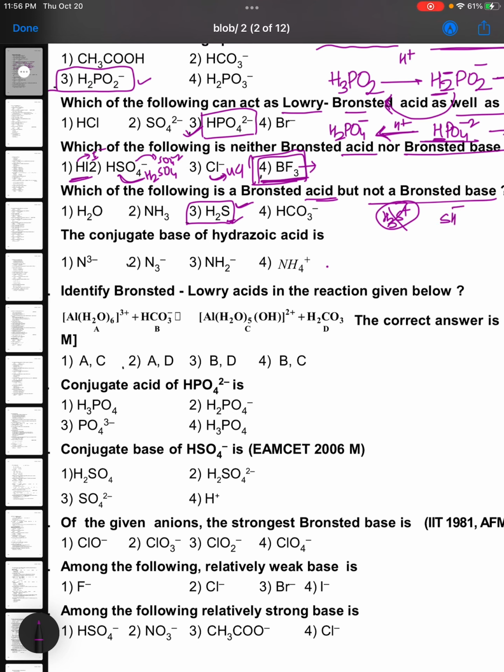The conjugate base of hydrazoic acid is N3H. Its conjugate base means N3-. One proton is to be removed, giving N3-.